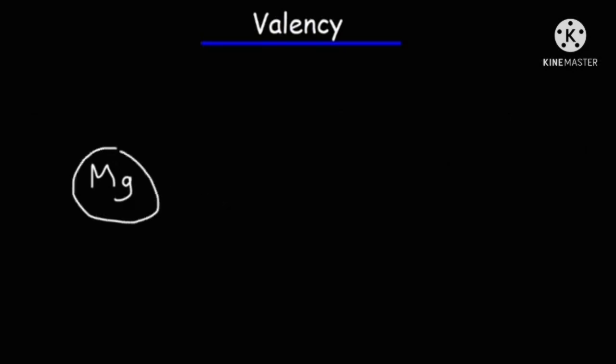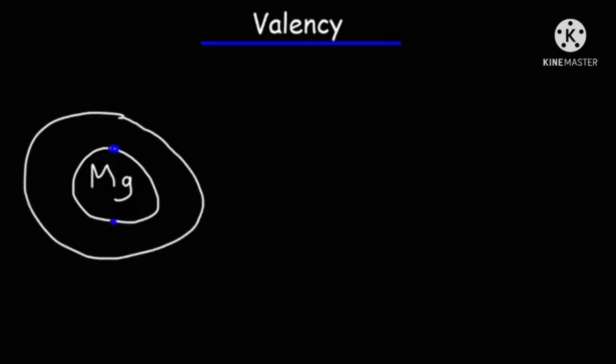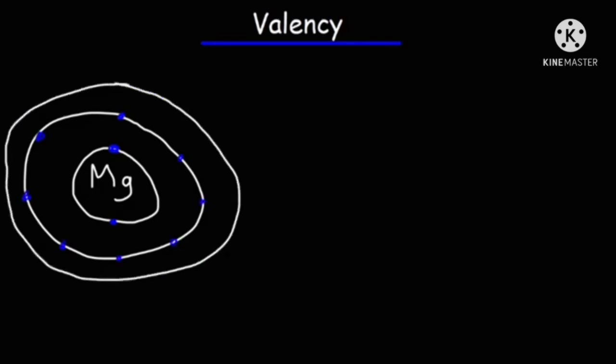Okay now my dear children, take the example of magnesium. Distribute its electrons. In the first orbit we have 2 electrons. In the second orbit we have 8 electrons distributed. In the third orbit we have distributed only 2 electrons. So that means in the third orbit, how many electrons have to be there? 8 electrons have to be there.